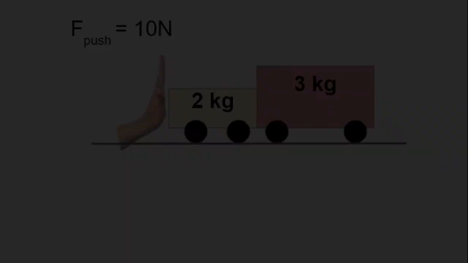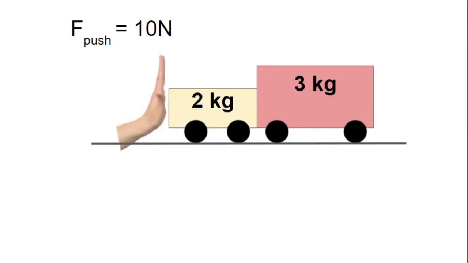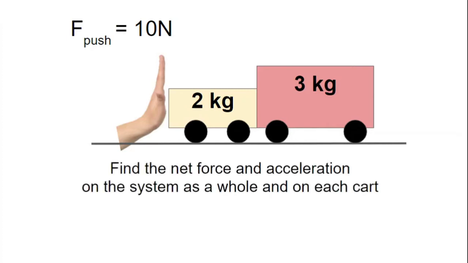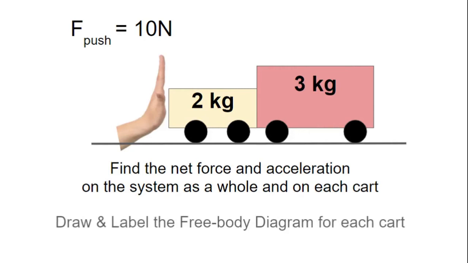Now let's consider a two-body system in a very similar setup to what we just did. Let's assume that instead of having one 5 kilogram cart, we now have two carts, a 2 kilogram and a 3 kilogram cart. We are still applying a 10 Newton push force, but this time to the 2 kilogram cart. Let's think about what the force and acceleration on the system as a whole would be, and then consider the force and acceleration on each cart individually.